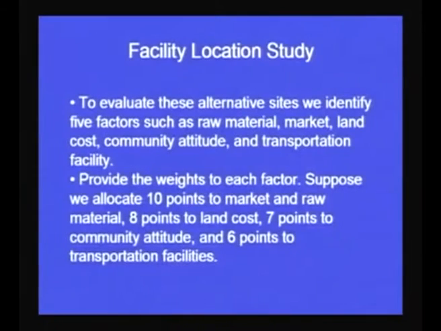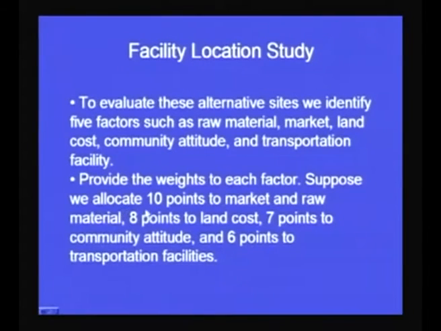Now, provide the weights to each factor. There are 5 factors. Some factors may be more significant to our decision as compared to the other factors. The factors which are more significant, we are going to give more weight, but to the factors which are less significant, we are going to give lesser weights. So, provide weights to each factor.